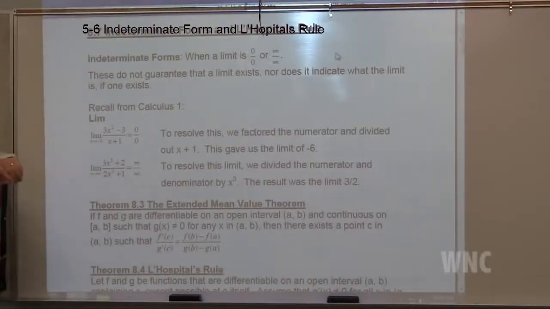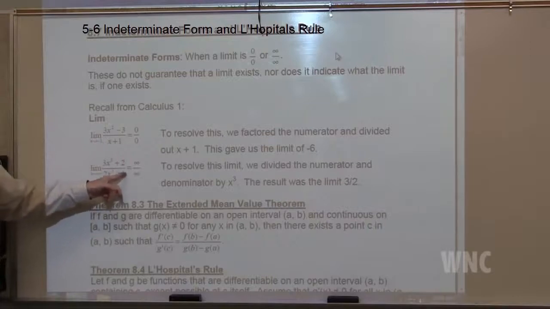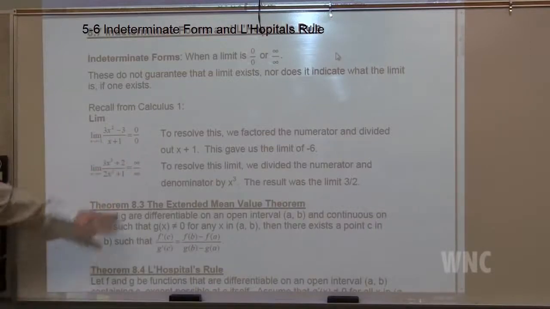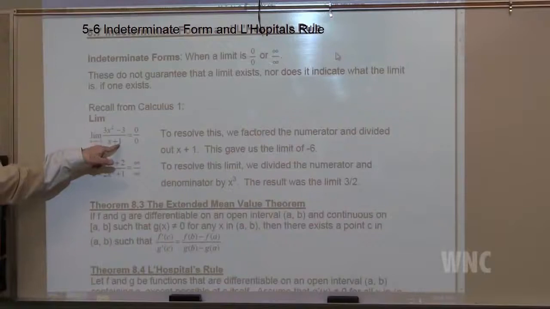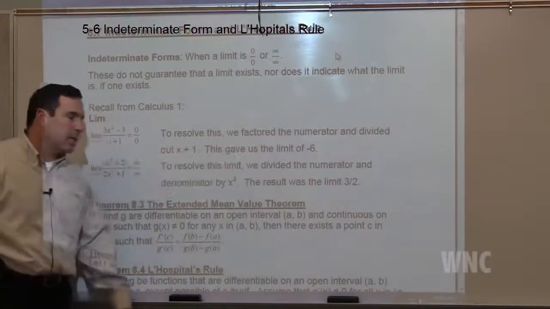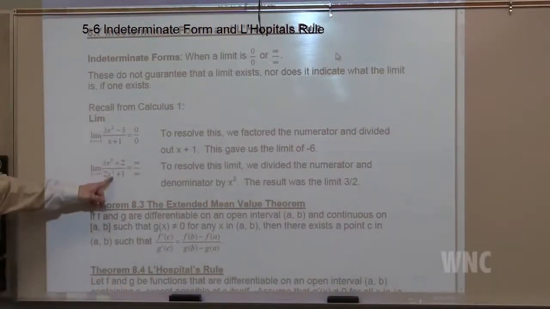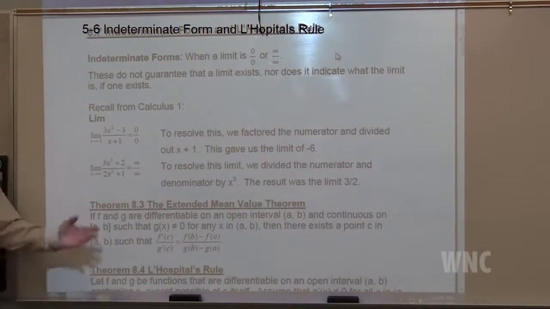So recall the limits from Calculus 1. If you take the limit as x goes to negative 1 of 3x squared minus 3 over x plus 1, you're going to get 0 over 0. And if you do the limit as x goes to infinity of 3x cubed plus 2 over 2x cubed plus 1, you get infinity over infinity. In the first case, if we factor out an x plus 1, we would see that the limit is negative 6. In the second case, if we divide by x cubed in the numerator and denominator, we get 3 halves. We're going to learn a tool to find these limits using a little shorter process.